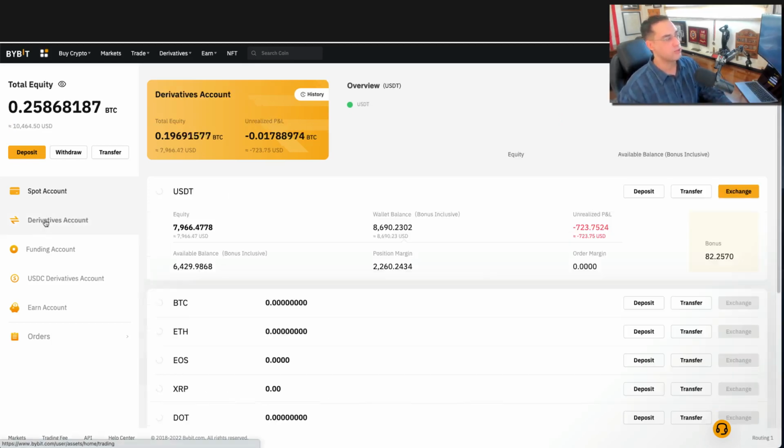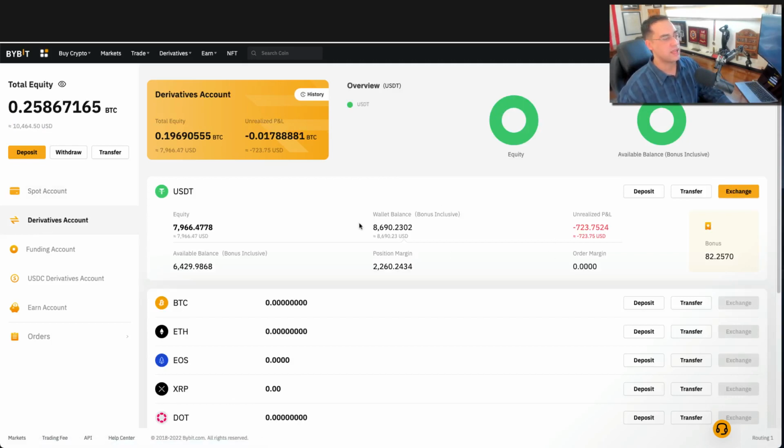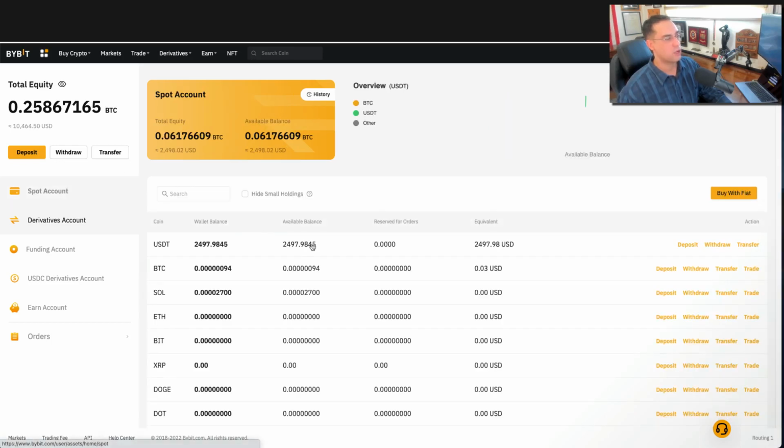If I go over to my derivatives here, I can see that I have $8,690 sitting in this derivatives account. And in the spot wallet, I have $2,000 set aside, so that if anything happens, I can bring that money to bear to money manage. That's how I kind of look at this. We talked about that in the last video, but just keep in mind, this is what I do.